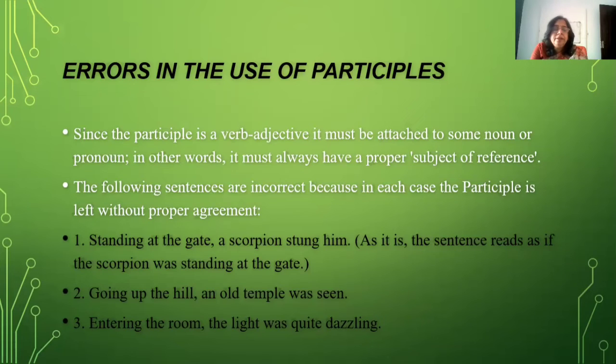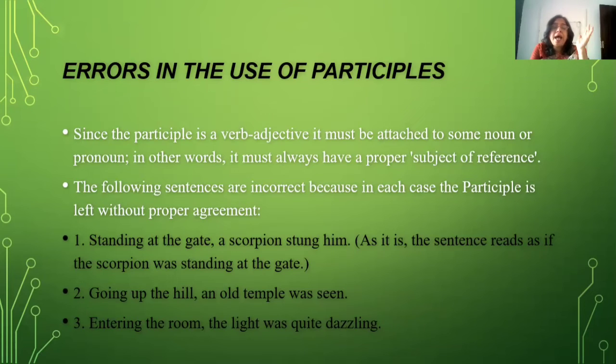Standing at the gate, a scorpion stung him. So, as it is, the sentence reads as if the scorpion was standing at the gate. If you read the sentence, it seems that the scorpion was standing at the gate. Standing at the gate, a scorpion stung him. So this is an incorrect sentence.